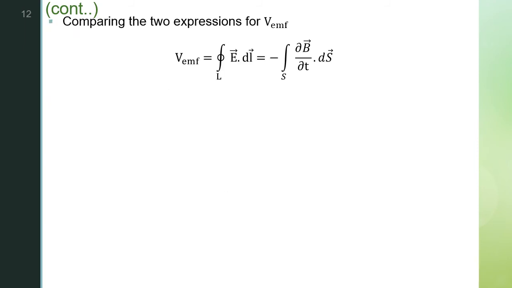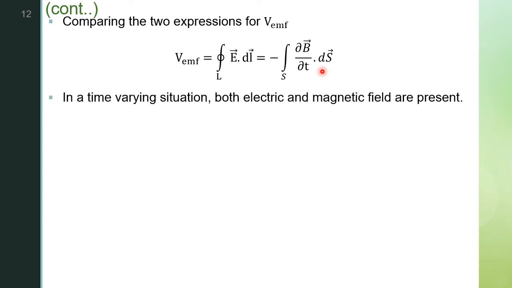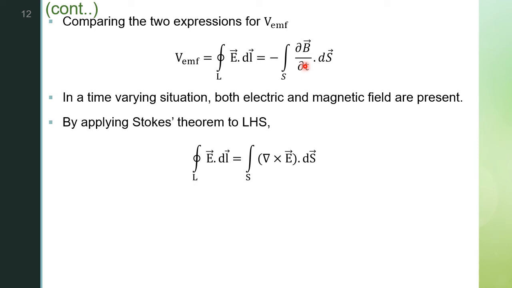Now, on comparing the two expressions for EMF, we get V EMF is equal to the closed integral over L of E dot dl, which is equal to minus integral over S of dou B by dou t dot ds. The left hand side has electric field intensity and the right hand side has magnetic field intensity. This means that electric field intensity and magnetic field intensity are dependent when you are considering a time varying field.